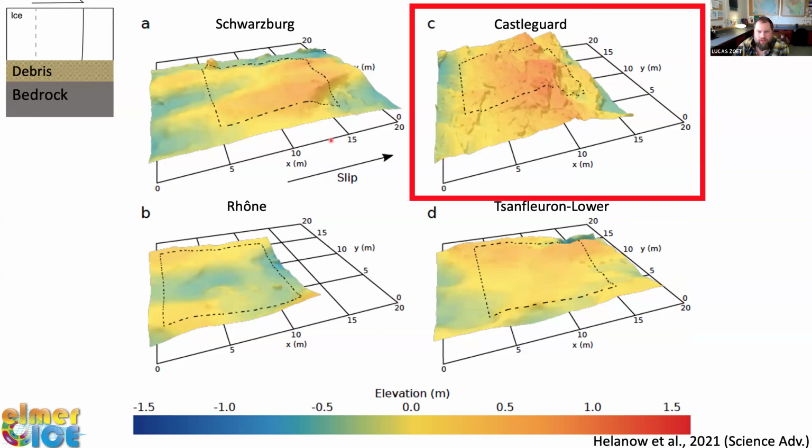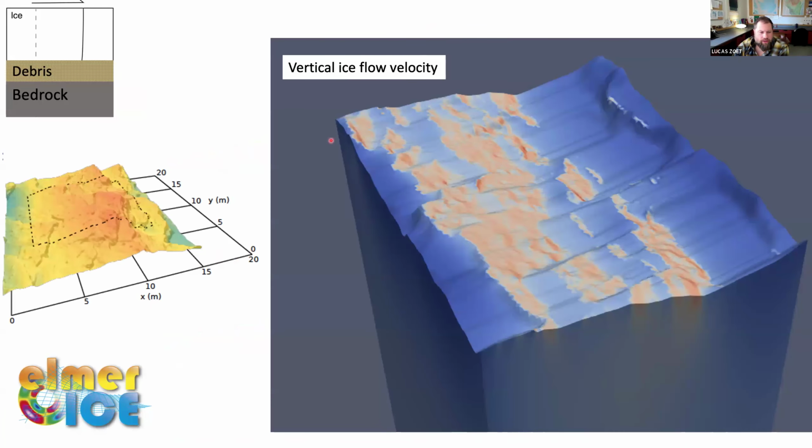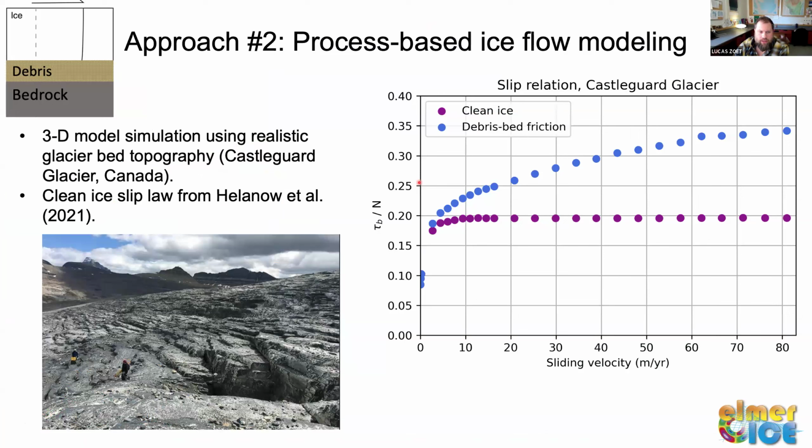So if we look at this one, Castle Guard, here's the vertical ice velocity, which is one important piece of the parameterization that is needed in the system. And so we put it in there. And this is the result, right? And so this is Castle Guard Glacier. X is the sliding velocity. This is what Helanow got for a debris-free bed, really typical regularized Coulomb. This is what we get when we add debris bed friction, right?